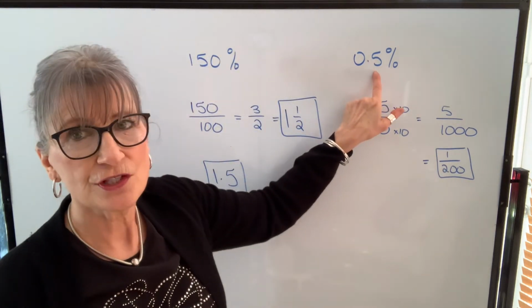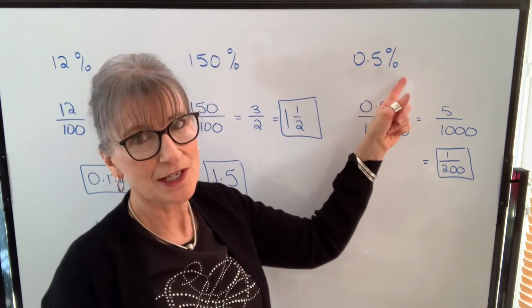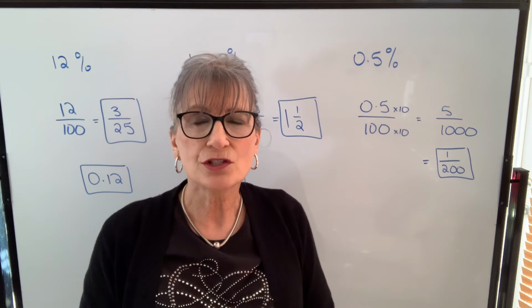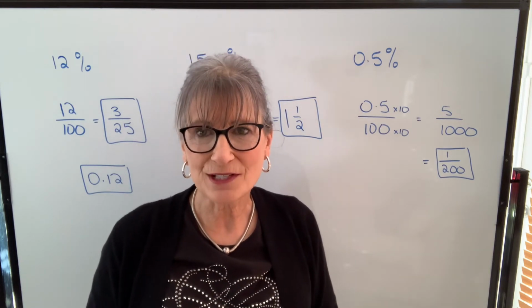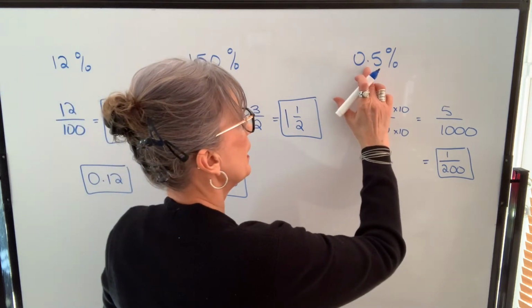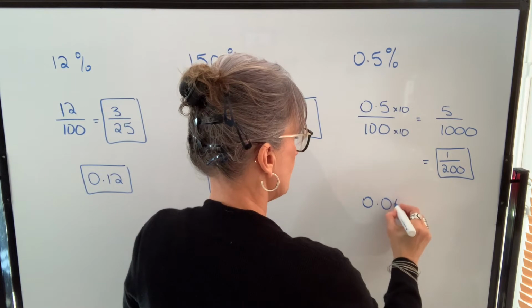If I want to change this to a decimal, I know there's a decimal in the percent, but this is still a percent. The percent contains a decimal. So in order to change it to an actual decimal, we're going to get rid of the percent sign, and we're going to do that by dividing by 100. So when I divide by 100, I move my decimal point 2 places to the left. So this will be 0.005.